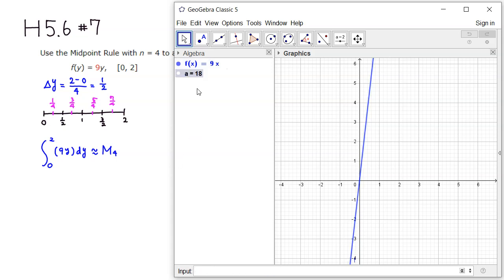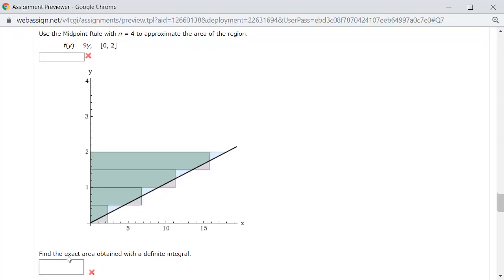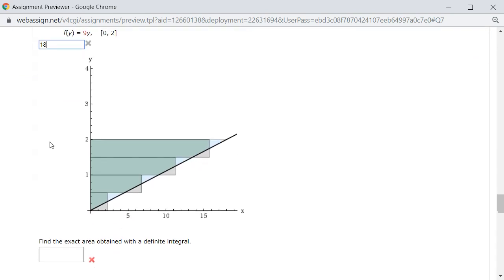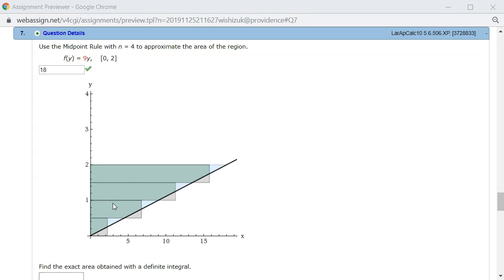So it came out to be 18. Let's type it in. We have, not the exact one, 18. So type in 18. Let's check the answer. All right, I came back and it looks like we got this one correctly.